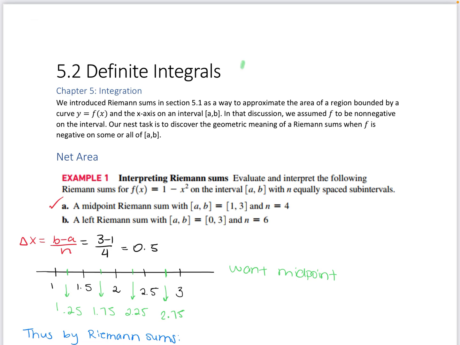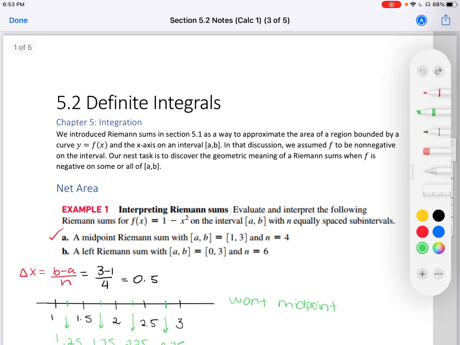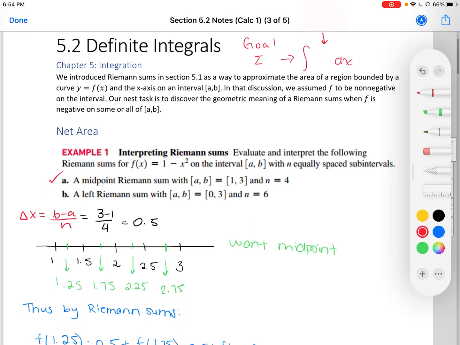So our goal is to go from Riemann sums to integration, which is really cool because we kind of know how to build this integration since we did it in section 4.9 and we talked about antiderivatives. And that's a key process to being able to integrate. Okay, so let's read from our text.